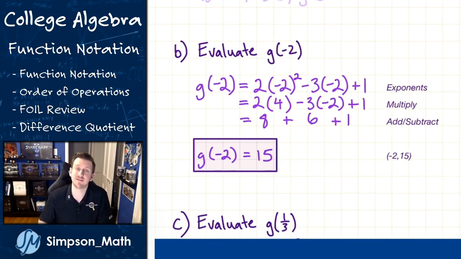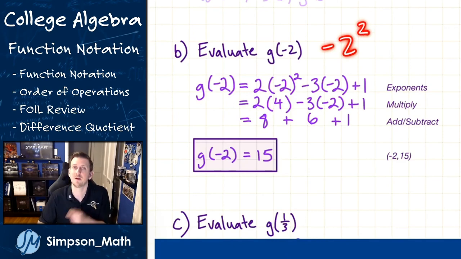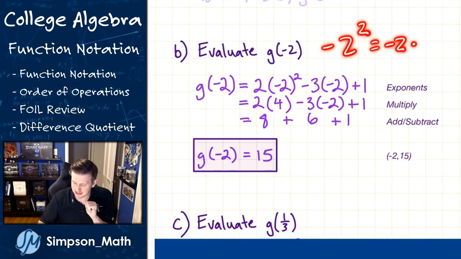So we have g of negative 2, and I'm replacing the x's with negative 2. Notice I put parentheses around my x's. Why is that an important idea? Because with that negative 2, it is negative 2 squared. If you don't write parentheses around that negative 2 and you square this, per order of operations, this is negative 2 times 2, which is a negative 4. That is not right, all right?